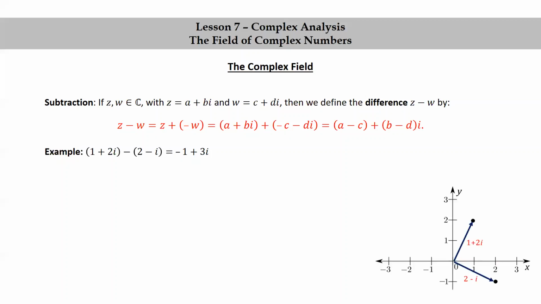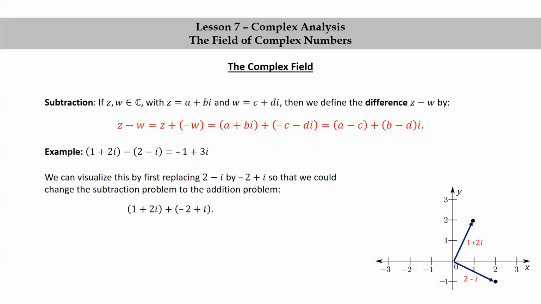Here's a picture showing the complex numbers as vectors, 2 minus i and 1 plus 2i. We can visualize this subtraction by first replacing 2 minus i by negative 2 plus i, so that we change the subtraction problem to the addition problem, 1 plus 2i plus negative 2 plus i. Okay, so that vector, negative 2 plus i, has the same length as 2 minus i, but points in the opposite direction.